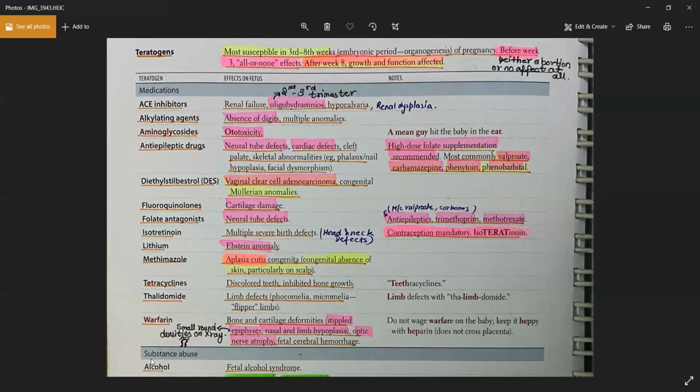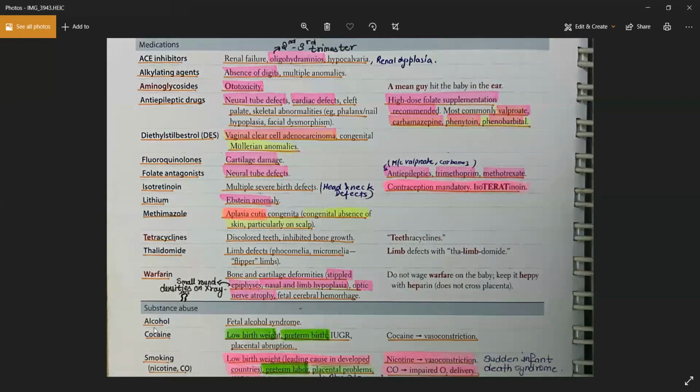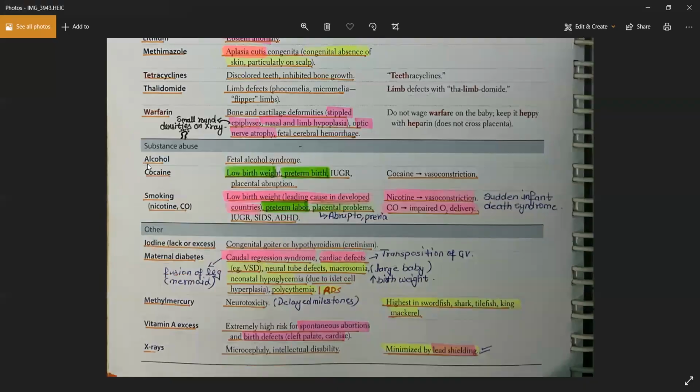Other than the teratogens, you also can have substance abuse in the female, like alcohol or cocaine or smoking or other substance abuses, and they can affect the development of the fetus also. For example, with alcohol, you can have fetal alcohol syndrome. We will discuss that shortly.